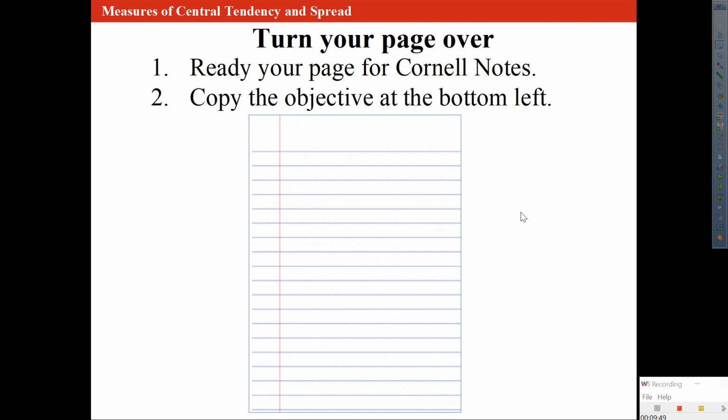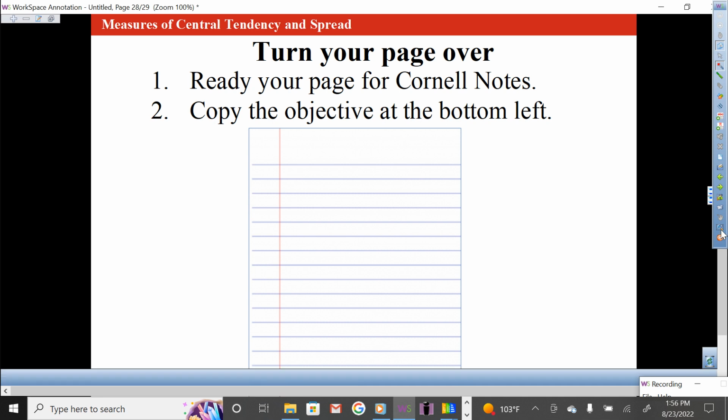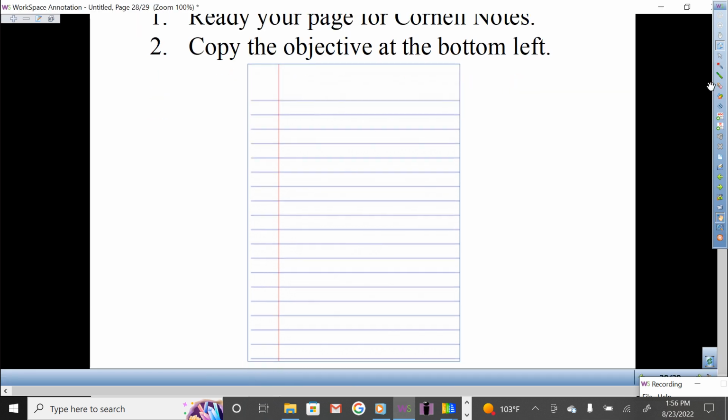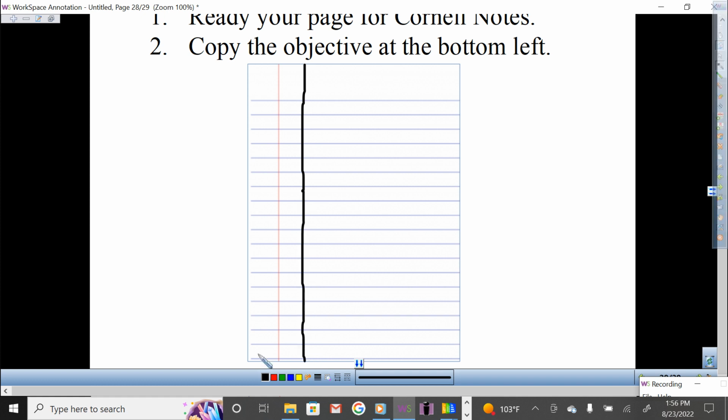All right, so here's a paper. For those of you that have never taken Cornell notes with me, here it goes. Let me show you how to set it up. Here's your paper. Here's the red line right there. You can either fold up to right here or just draw a line down. And then you count 4 lines up and fold or draw another line. Your objective goes there.